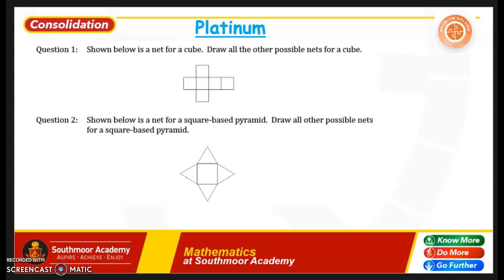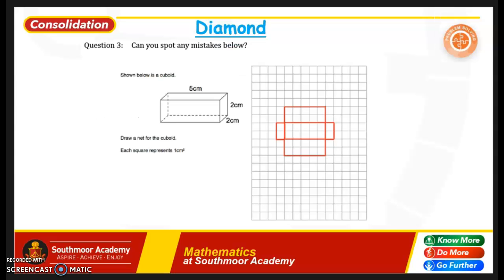Platinum, so have a go at them ones once you finish the bronze, silver and gold. And then diamond if you finish platinum. I'm going to put the answers on the screen for bronze, silver and gold. So now would be a good time to pause the video, allowing the students to have a go at the questions, see how they do, and then put the answers on the screen for them.